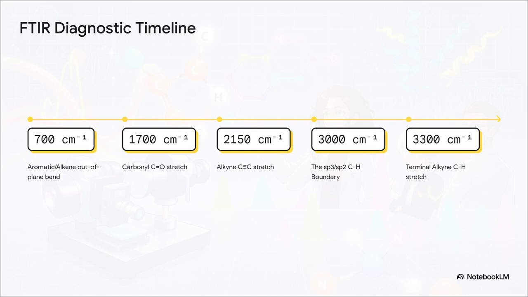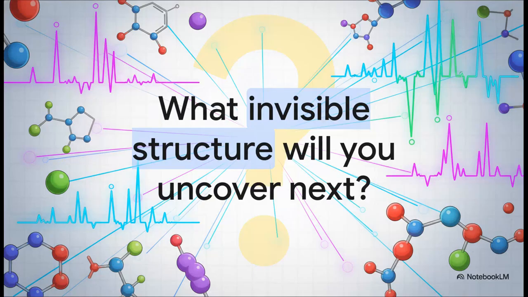Then the absolute most crucial checkpoint, that 3000 wave number boundary. Below it, sp3 saturated carbons. Above it, sp2 unsaturated carbons. And finally, way up at 3300, the sharp spike of a terminal alkyne. You now have a highly structured visual roadmap to translate a series of seemingly random dips and spikes into a crystal clear 3D picture of a molecule's architecture.